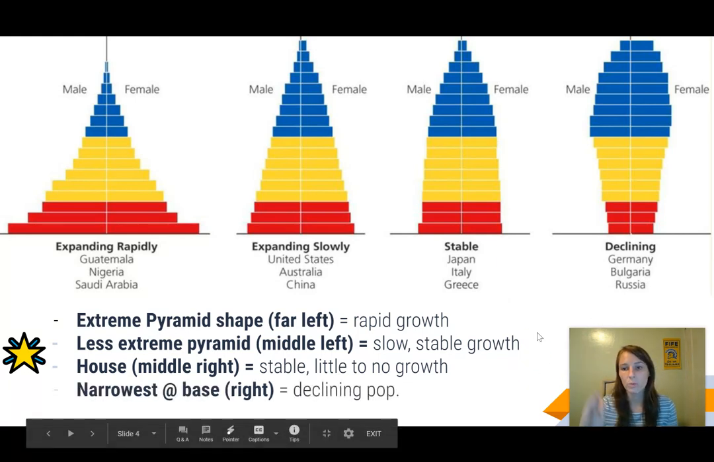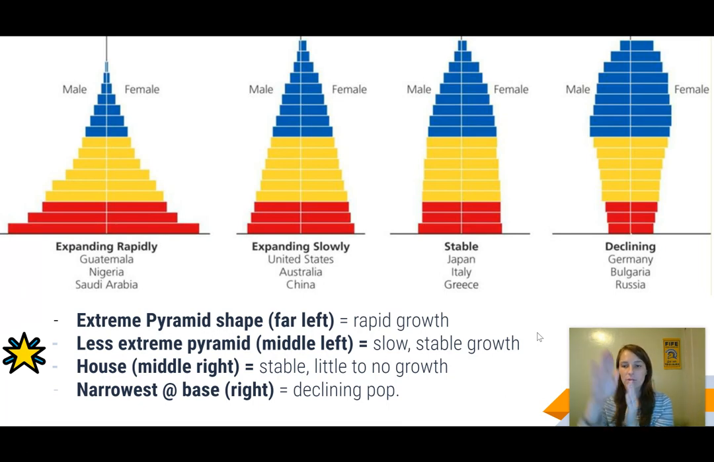And the last one, where it doesn't have a cute name, but it's just very narrow at the base on the far right here, that's going to be where we see a declining population. And this tends to be in wealthier, more developed countries, such as like Germany or Italy or Bulgaria. And we're seeing declining because there are less kids than there are older people.